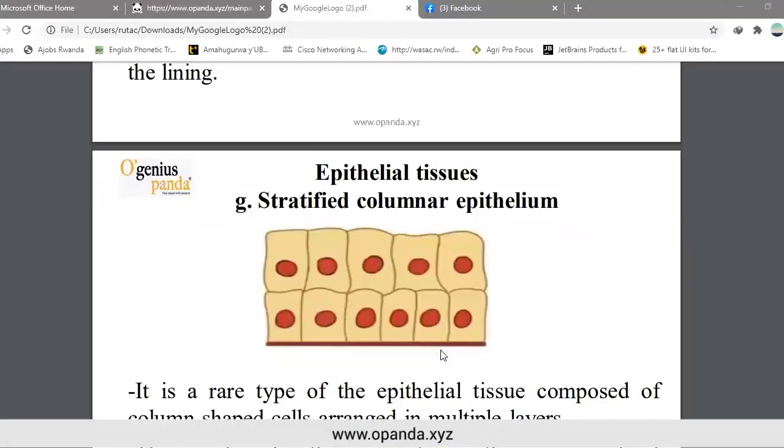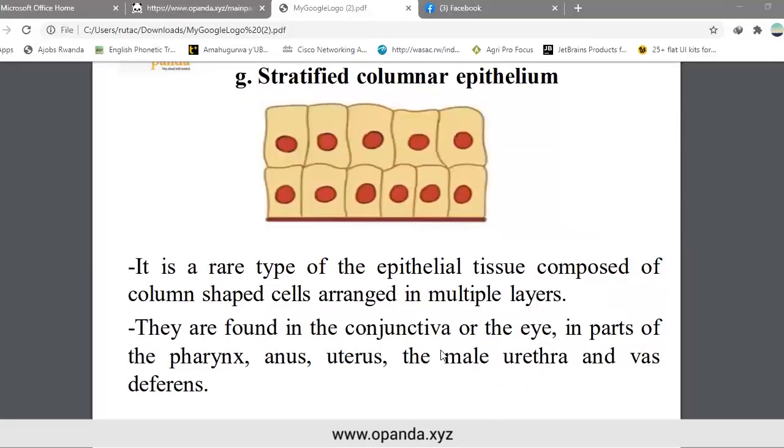We continue with epithelial tissues. We have stratified columnar epithelium. It is a rare type of epithelial tissue composed of column-shaped cells arranged in multiple layers. They are found in the conjunctiva of the eye, in parts of the pharynx, anus, uterus, male urethra, and vas deferens.